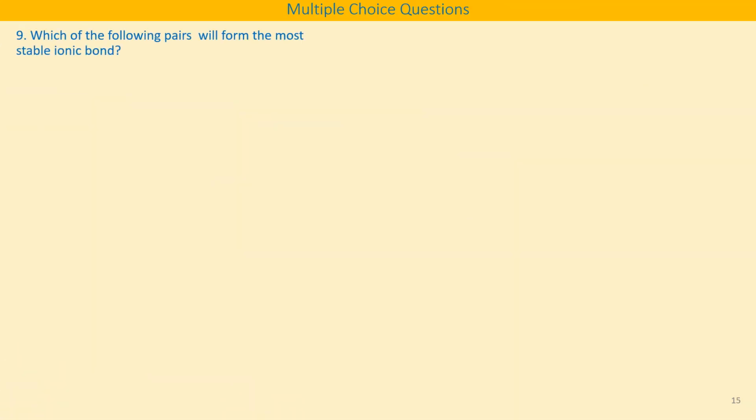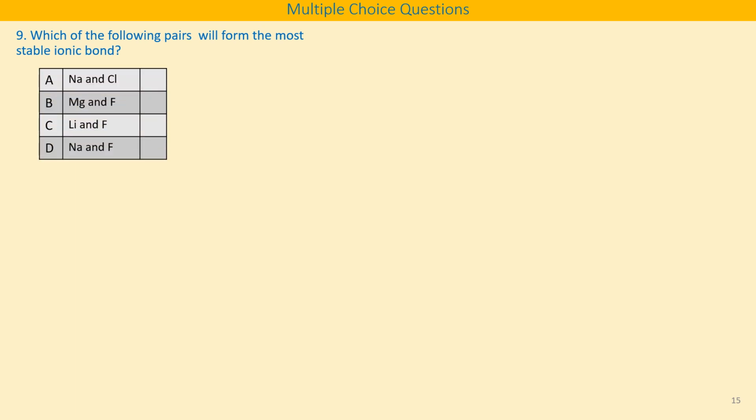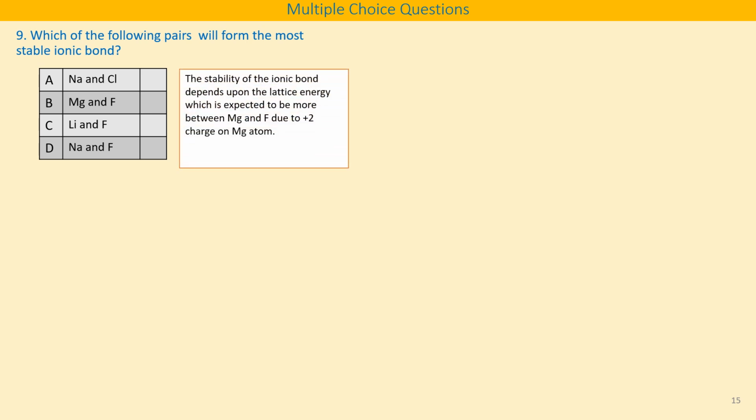Which of the following pairs will form the most stable ionic bond? Na and Cl, Mg and F, Li and F, Na and F. The stability of an ionic bond depends on the lattice energy, which is expected to be more for Mg and F due to the +2 charge on the Mg atom. So option B is the correct answer.